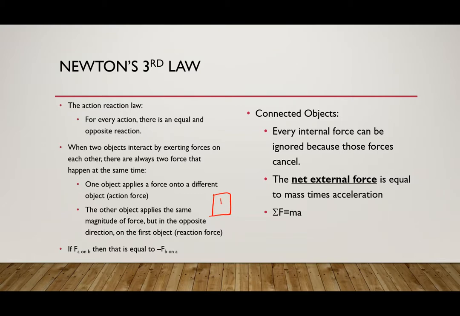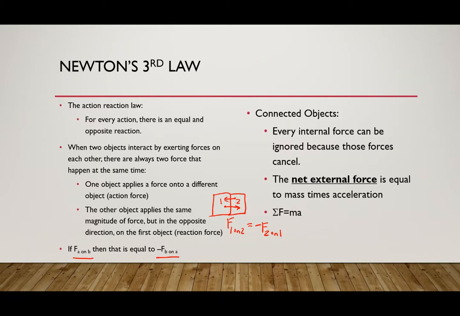block 1 and block 2, okay? Well, block 1 is applying a force on block 2. Block 2 is applying an equal and opposite force on block 1. So we have force of 1 on 2 is equal to the negative force of 2 on 1. Okay, and that's what you have here. If F A on B, then that's equal to negative F B on A.